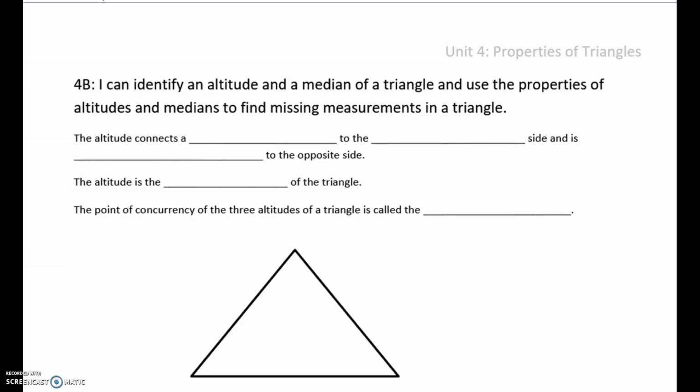Hello and welcome to Lesson 3B. I can identify an altitude and a median of a triangle and use the properties of altitudes and medians to find missing measurements in a triangle.